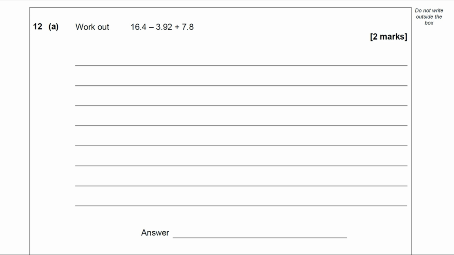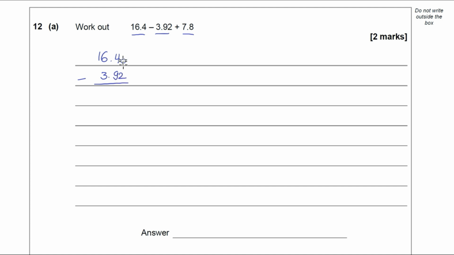Question 12a. We're back to straightforward questions again. Phew. This number, take away this number, and then add this number. Let's work one by one. We take this and this first. So 16.4 take away 3.92. This one has 1 decimal place and this one has 2 decimal places. So let's just put 0 here to help us for the computation.